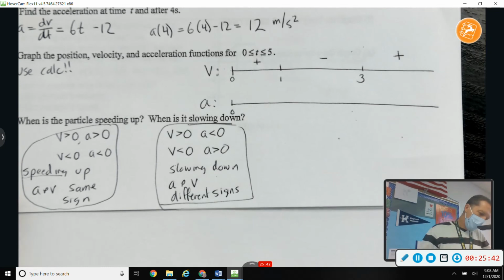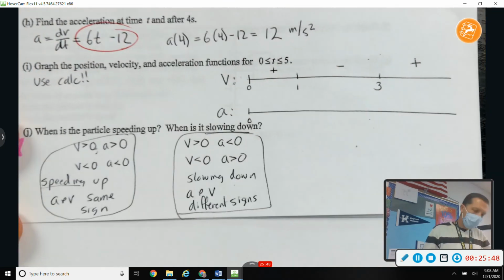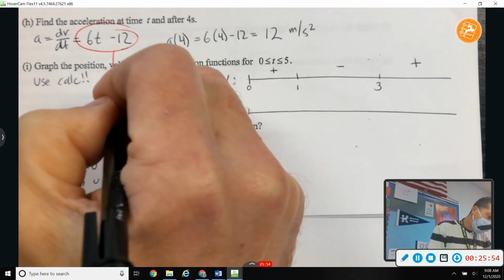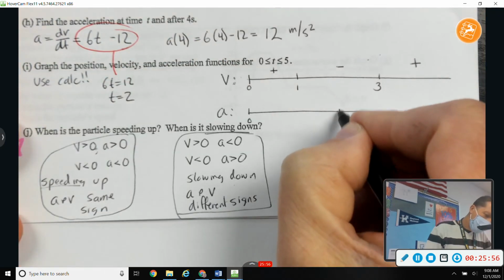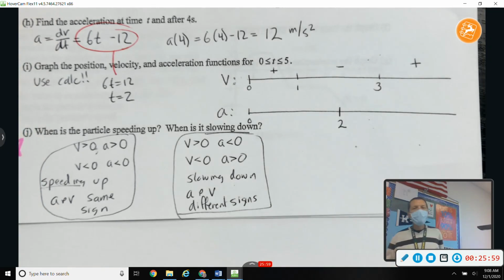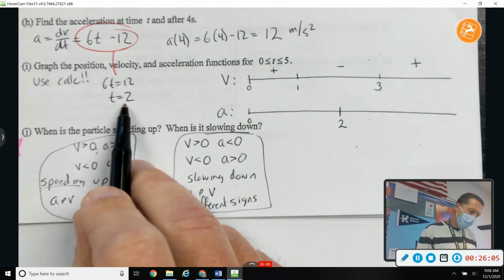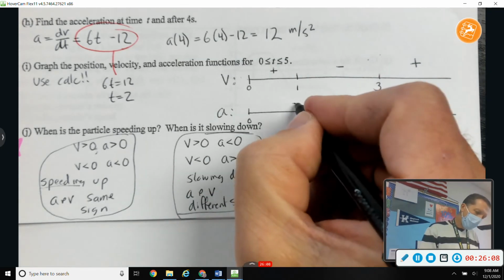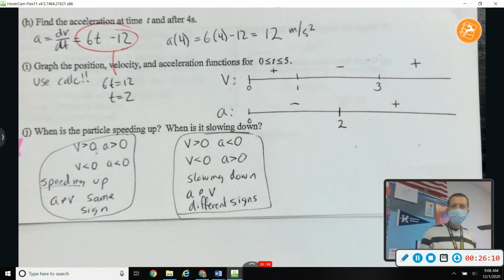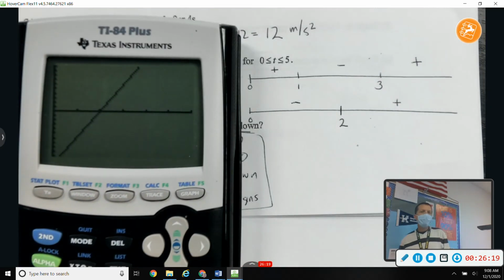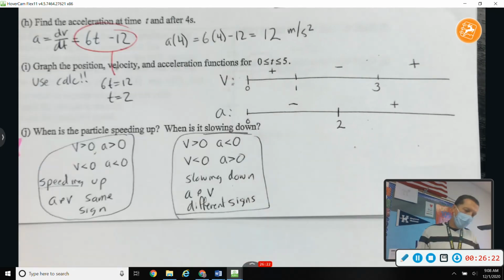Acceleration, we didn't do a number line for acceleration, but it wouldn't be hard. At t equals 2, it changes. And let's see, less than 2, we would be negative, and more than 2, we'd be positive. And that may have been why it had us graph that as well. There's the acceleration graph. Less than 2, it's negative. Greater than 2, it's positive.